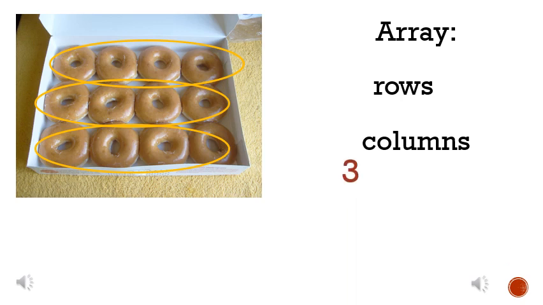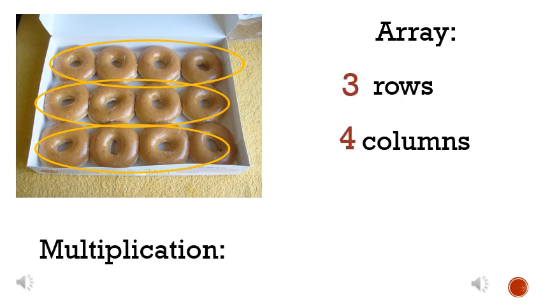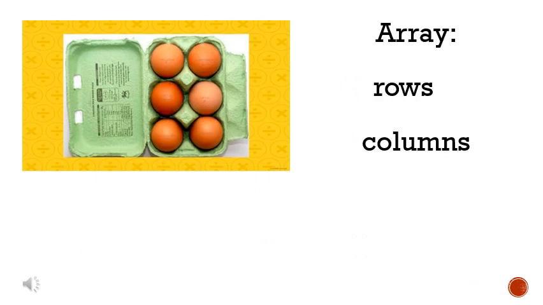I see 3 rows and 4 columns. We can use the multiplication symbol to show this. 3 rows of 4, or 3 times 4. 3 times 4 equals 12. There are 12 donuts.